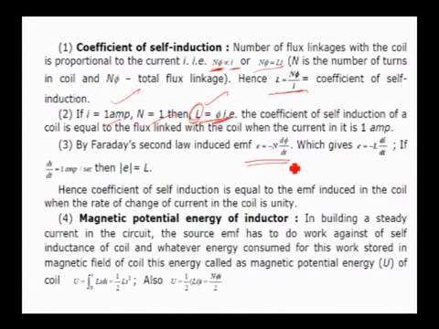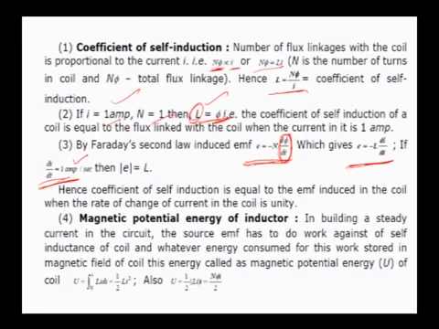So this is the equation according to Faraday's law: E is equal to N into d phi by dt. But you know phi is equal to L into I. If you differentiate phi is equal to L into I, you will get this equation: E is equal to L dI by dt. What if dI by dt is equal to 1 ampere per second? It means the current through the coil is changing at the rate of 1 ampere per second.